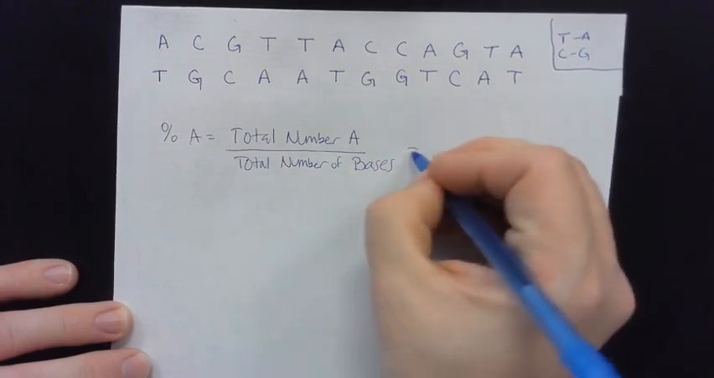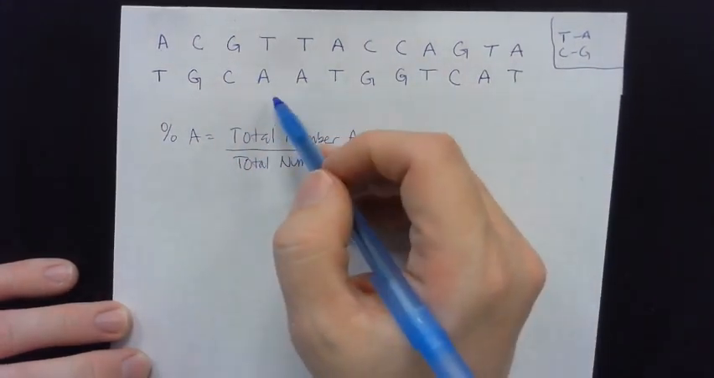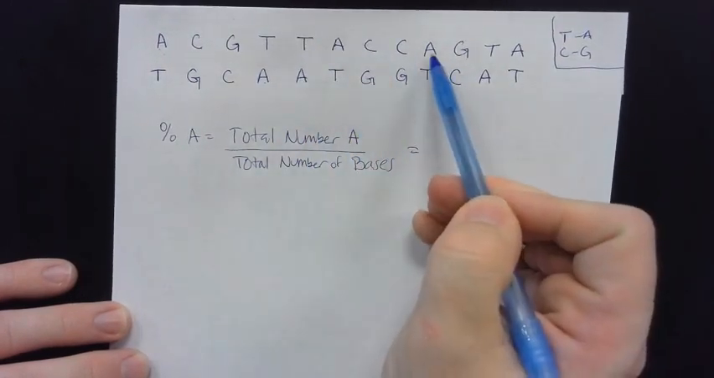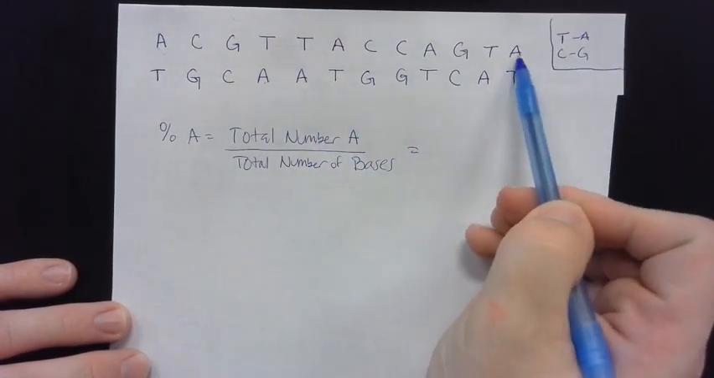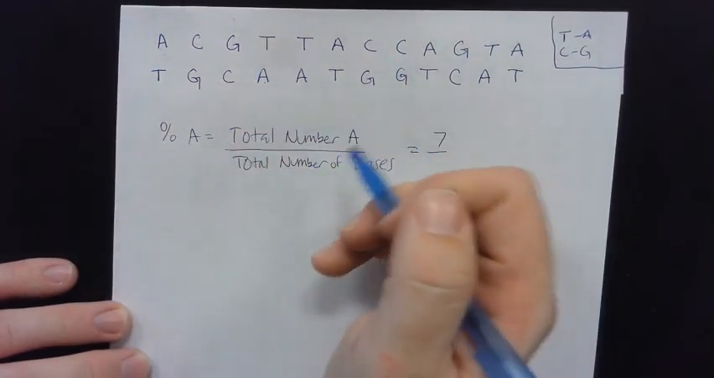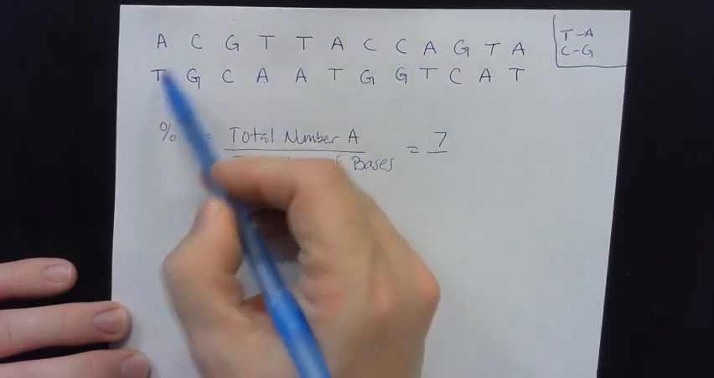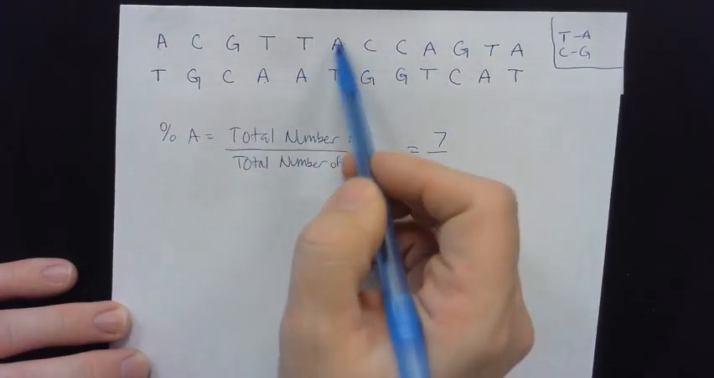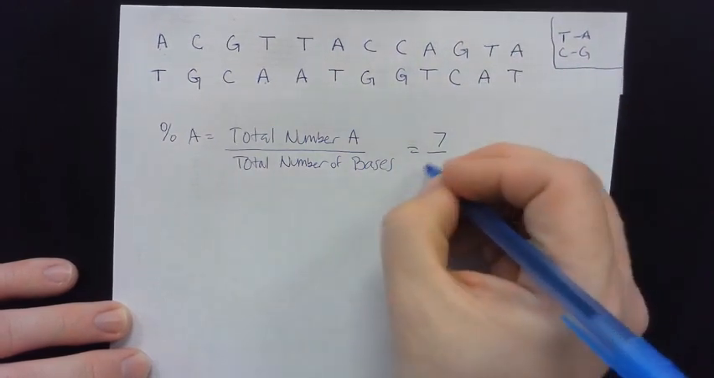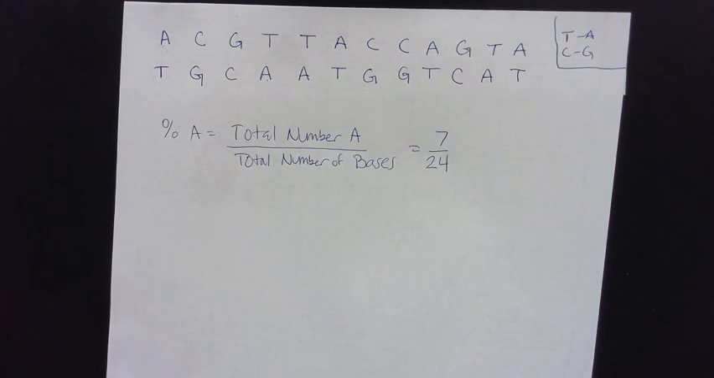Okay, so let's do this one. For A, in my DNA strand up here, I have 1, 2, 3, 4, 5, 6, 7 A's. So I'd write 7 in my numerator. And then let's count how many bases we have total. So we have 2, 4, 6, 8, 10, 12, 14, 16, 18, 20, 22, 24 bases. And so if I'm trying to figure out the percentage of A, I have 7 A's out of 24 total bases.